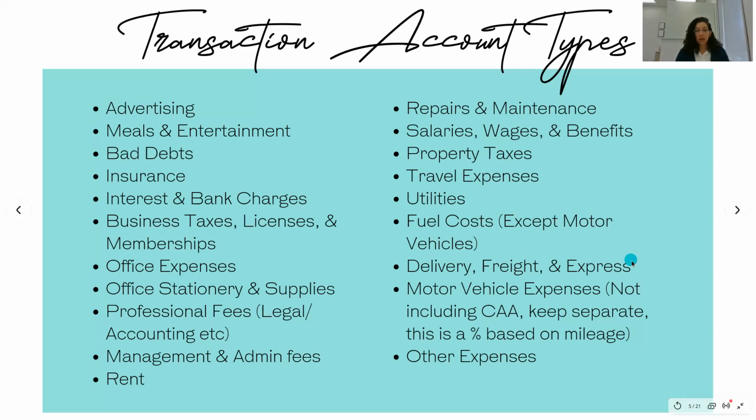And then delivery, freight, and express. So anything you pay for a delivery. And your motor vehicle expenses, that's a category you use for everything to do with the vehicle that you're using and collecting mileage on. We'll go over that a bit more in the next few slides. And then they have other expenses, which I generally use for my training that I've paid for, online courses, anything that you need for your business but doesn't have a specific category would go under other expenses.